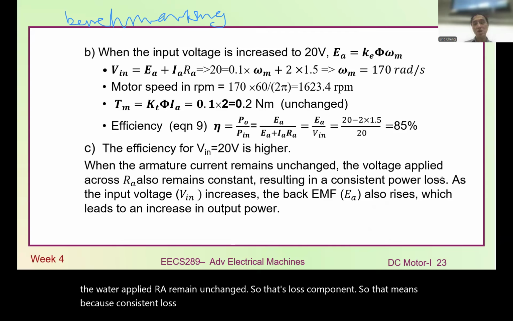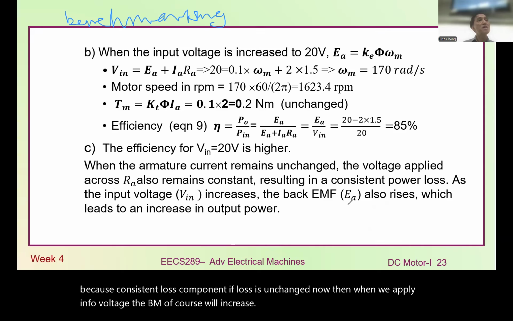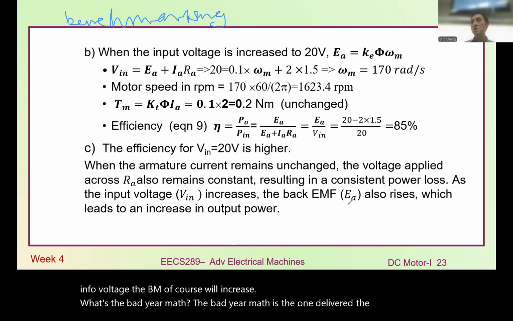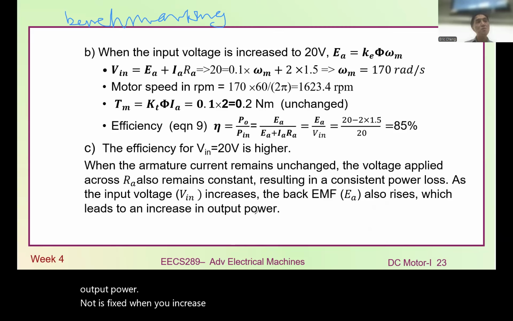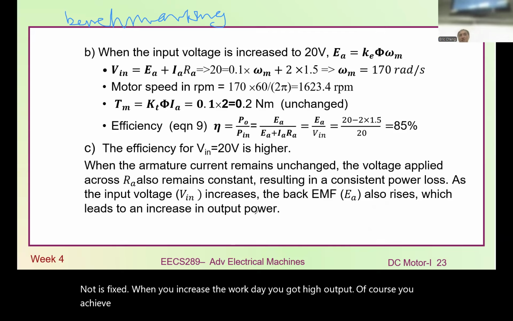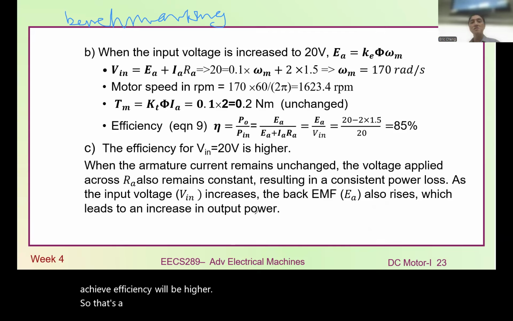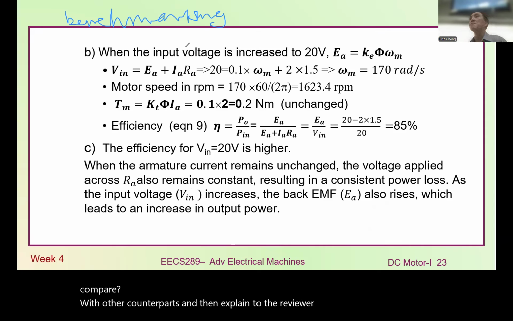If the loss is unchanged, now then when we apply input voltage, the back EMF, of course, will increase. What's the back EMF? The back EMF is the one deliver the output to give you the output energy, output power. So that's why we will therefore give you an increase in the output power. Loss is fixed. When you increase the voltage, you got high output. Of course, your efficiency will be higher. So that's the physical meaning of how we deal with the benchmarking, how to compare with other counterpart, and then explain to the reviewer or user why we have higher power.